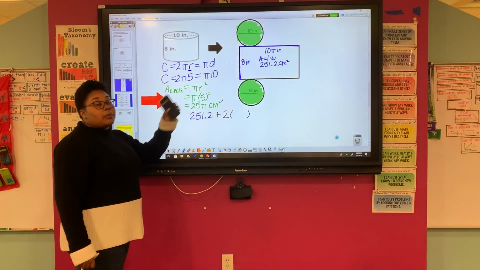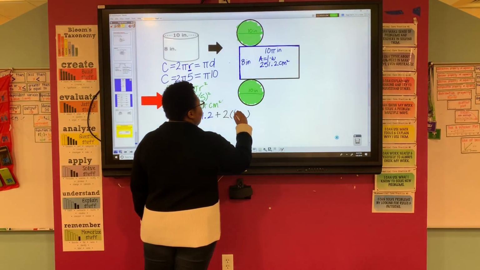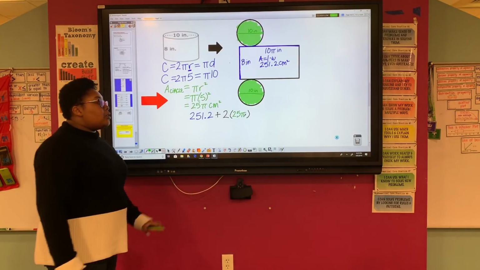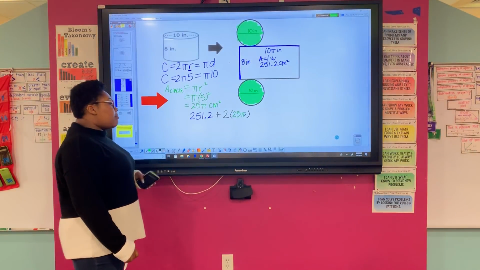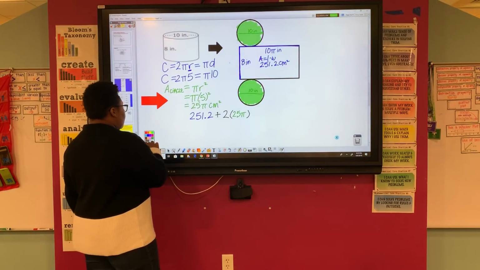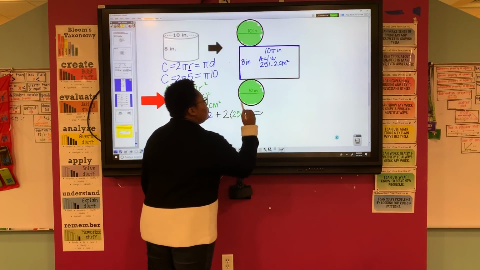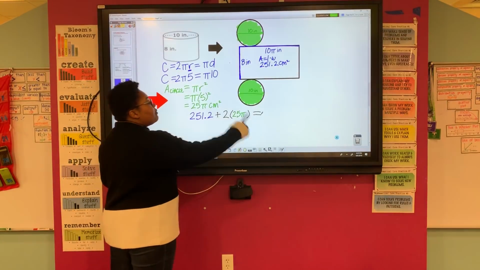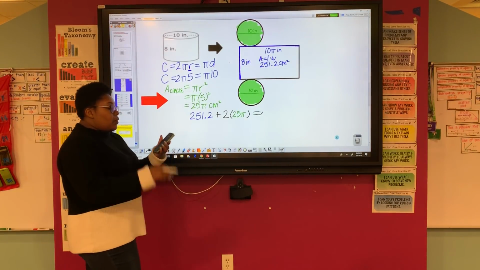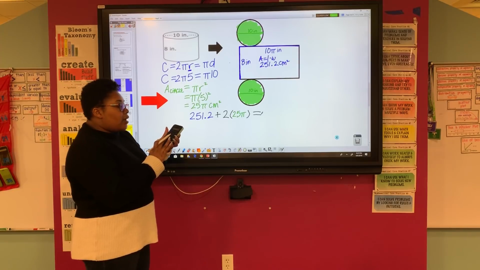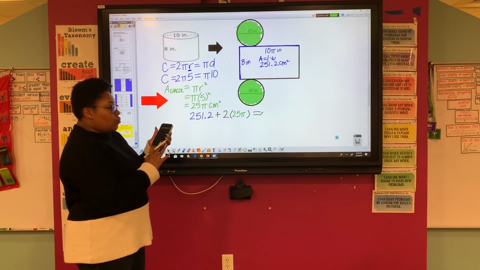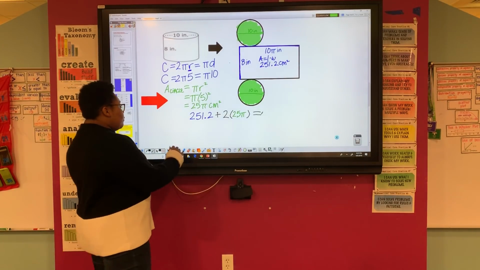So now in my formula, I'm going to go back in and plug that in. I have 25 pi right here in my parentheses. I don't want to deal with too many decimals, so I'm leaving that pi for now in my formula. So in my calculator, we know PEMDAS, we know that we have to multiply and then add first. So in my calculator, I'm going to do 25 times pi, 3.14, times 2. I get 157.